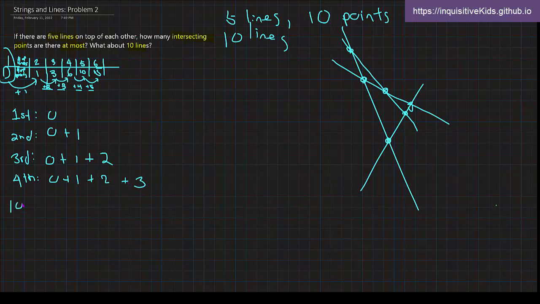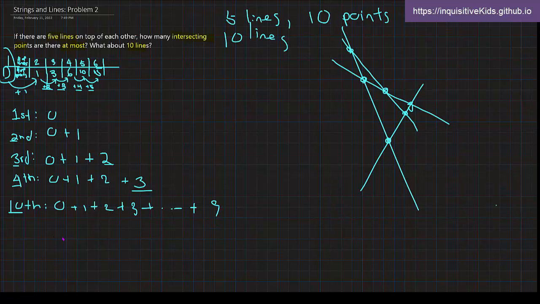So what about the 10th one? For the 10th one, what would be the equation? That would be 0 plus 1 plus 2 plus 3 added all the way up to which number? Well, this one added up to 1, which is 1 less than 2. This one added up to 2, which was 1 less than 3. This added up to 3, which was 1 less than 4. So since this is the 10th term, it would add up to 1 less than 10, which is 9.